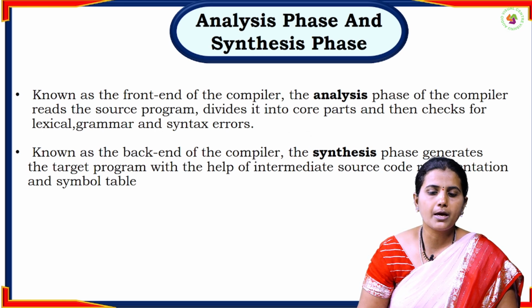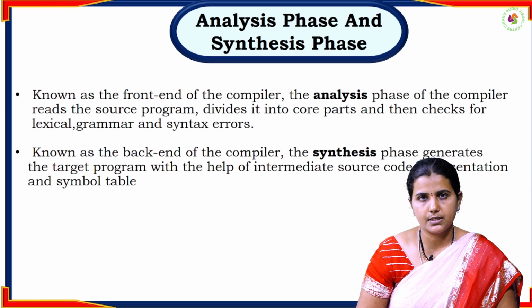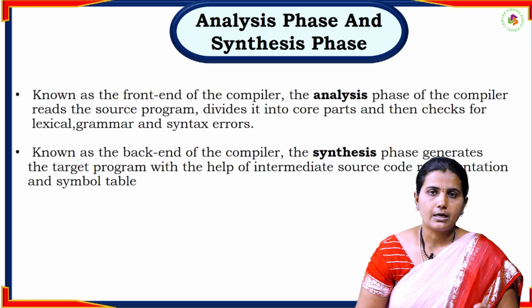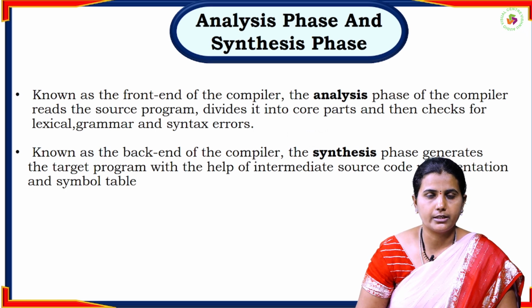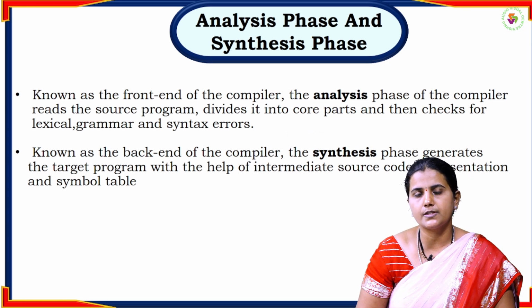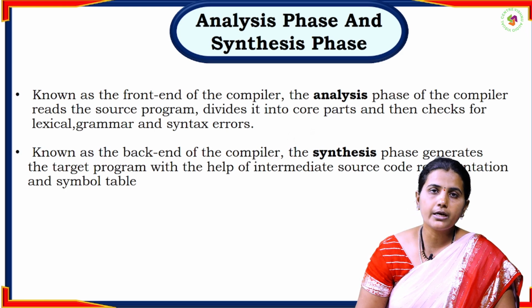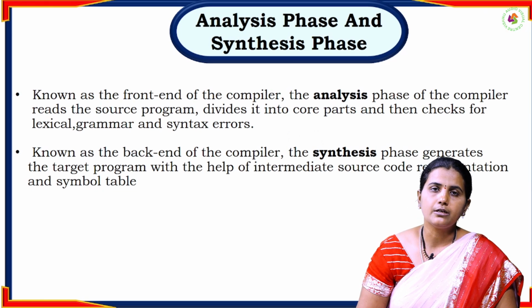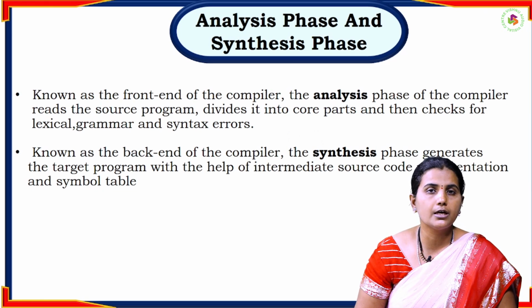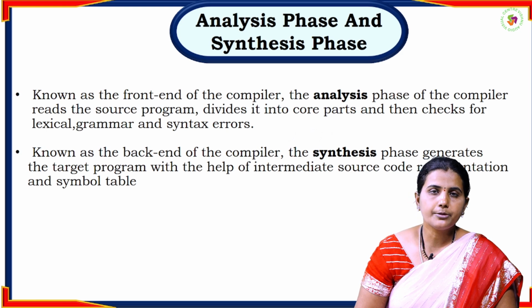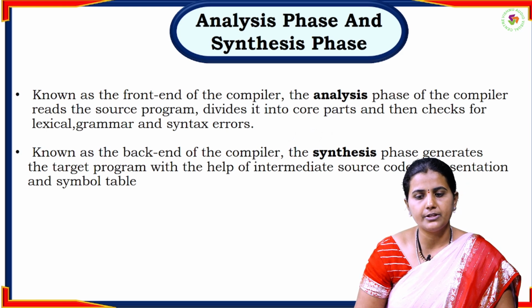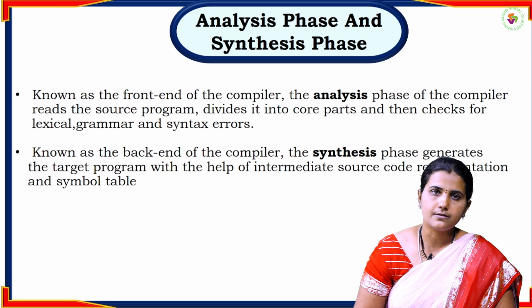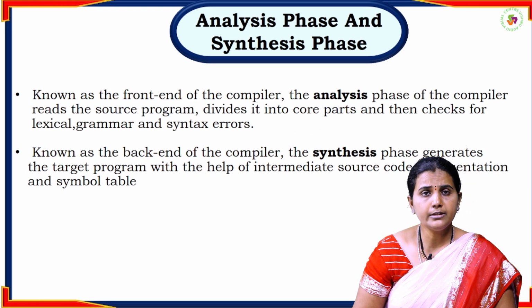The front end of the compiler is also called the analysis phase. In the analysis phase, three phases are interlinked: the lexical analysis phase, the syntax analysis phase and the semantic analysis phase. Combined, these three phases are called the analysis phase. After the analysis phase, we generate the intermediate code. This intermediate code acts as a link between the analysis phase and the synthesis phase. Finally, the intermediate code goes to the synthesis phase.